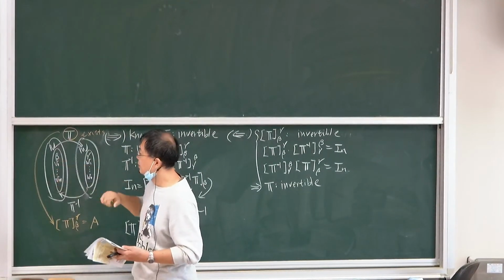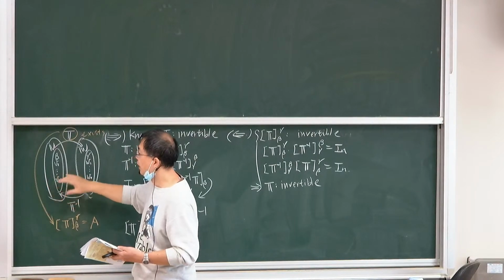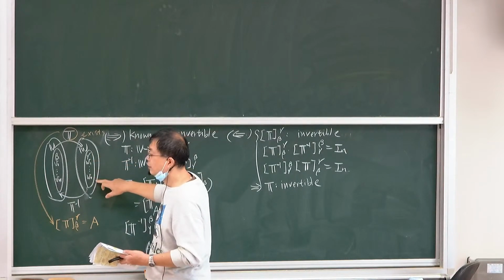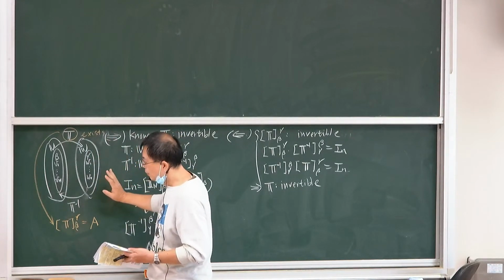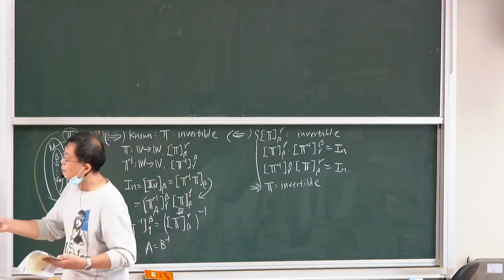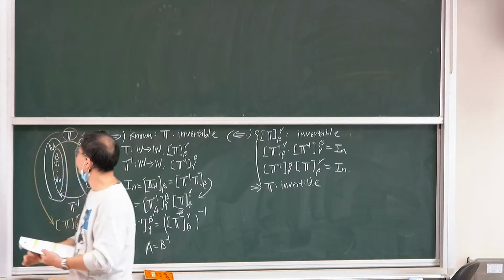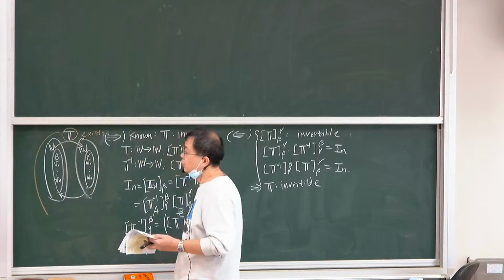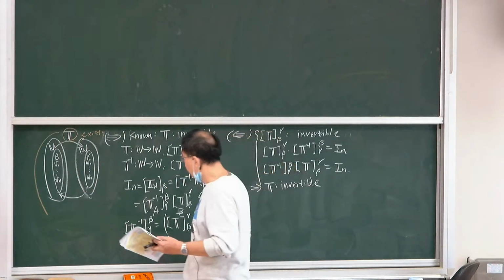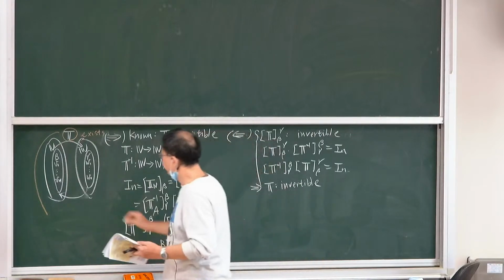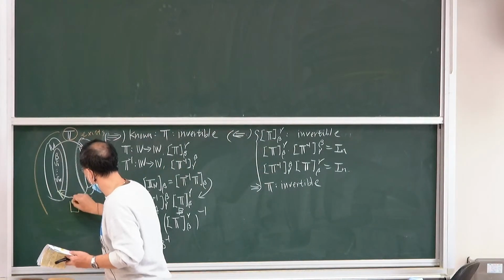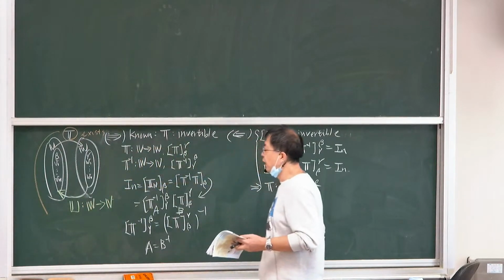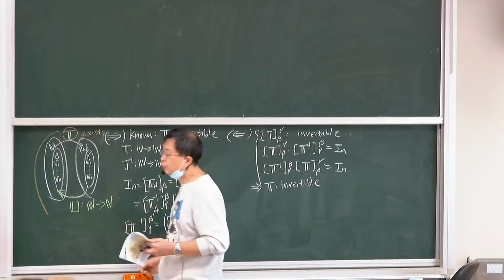Okay, so now we have already assumed beta consists of v1 to vn, which is the basis of vector space V, and gamma consists of vectors w1 to wn, which is the basis of W. So what we are going to do is define a transformation U from W to V.